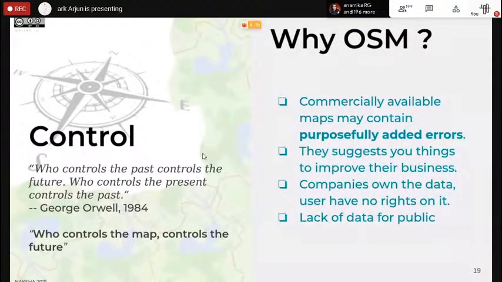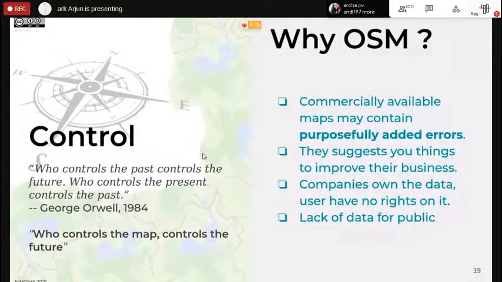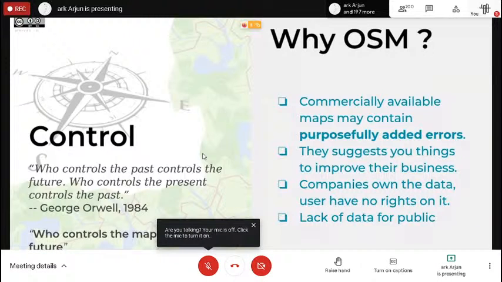Control. Who controls the past controls the future. Who controls the present controls the past. George Orwell in 1984 said these words. Yes, who controls the map controls the future hereafter. So that is the amount of data which map data can give you.